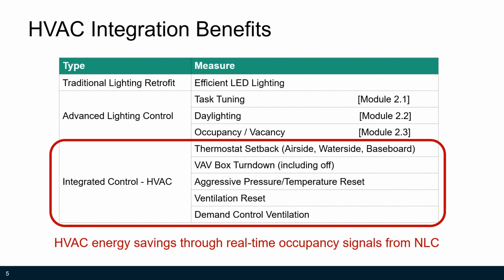Ventilation reset controls as well as demand control ventilation allow for the recalculation of required fresh air per ASHRAE 62.1 and control of the outside air damper position based on the number of zones that are unoccupied.